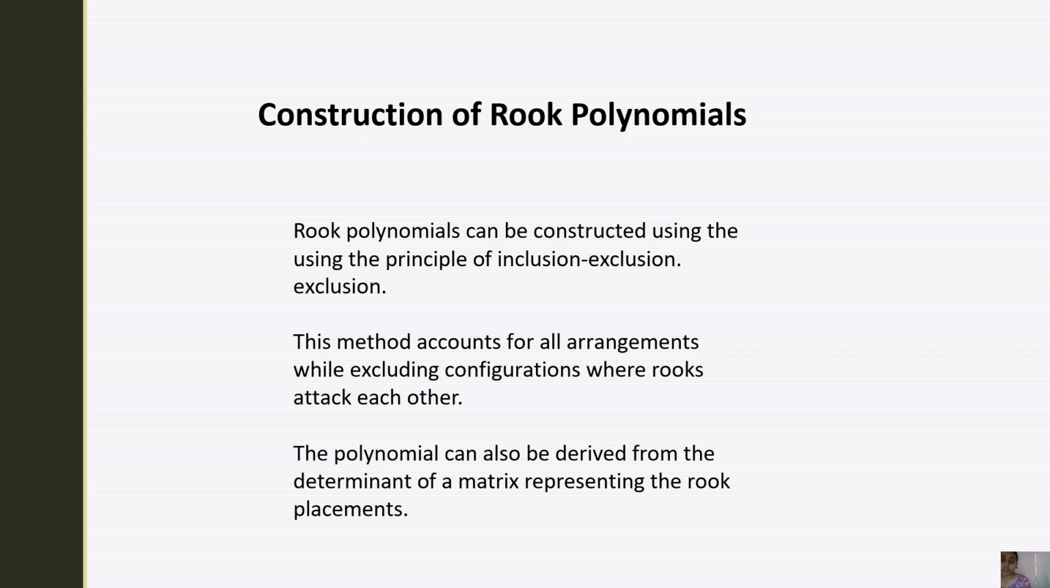Construction of Rook polynomial. Rook polynomials can be constructed using the principle of inclusion and exclusion. This method accounts for all arrangements while excluding configurations where rooks attack each other. The polynomial can also be derived from the determinant of a matrix representing the rook placement.